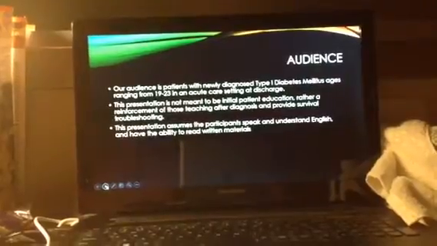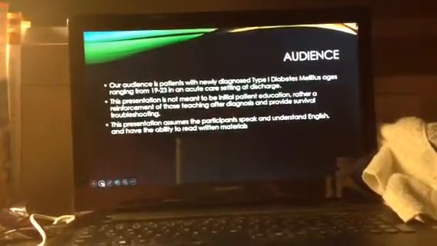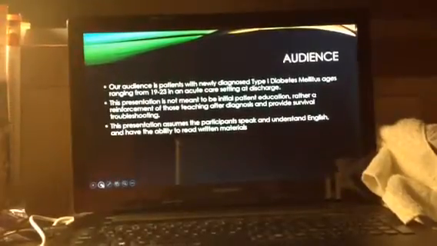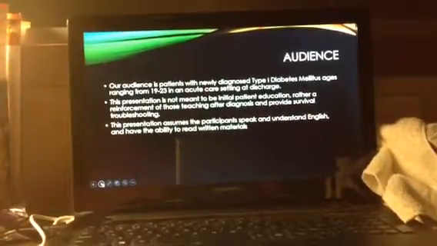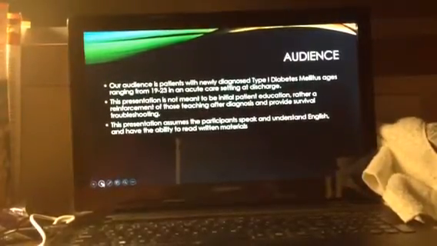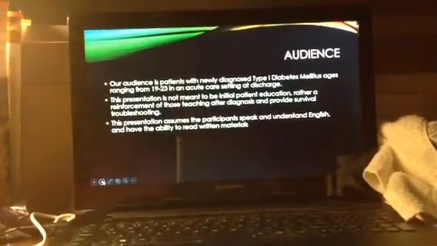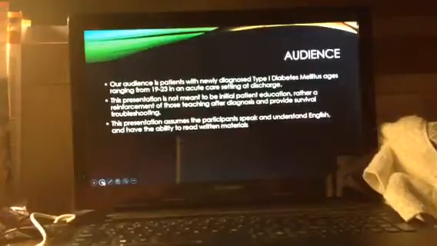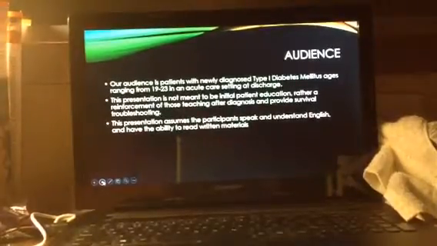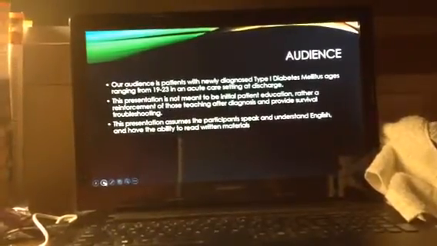Our audience are patients that are newly diagnosed with type 1 diabetes, age groups from 19 to 23, in an acute care setting at discharge. This presentation is not meant to be initial patient education, rather a reinforcement of those teachings after diagnosis and provide survival troubleshooting. This presentation assumes the patients can speak and understand English and have the ability to read written materials.